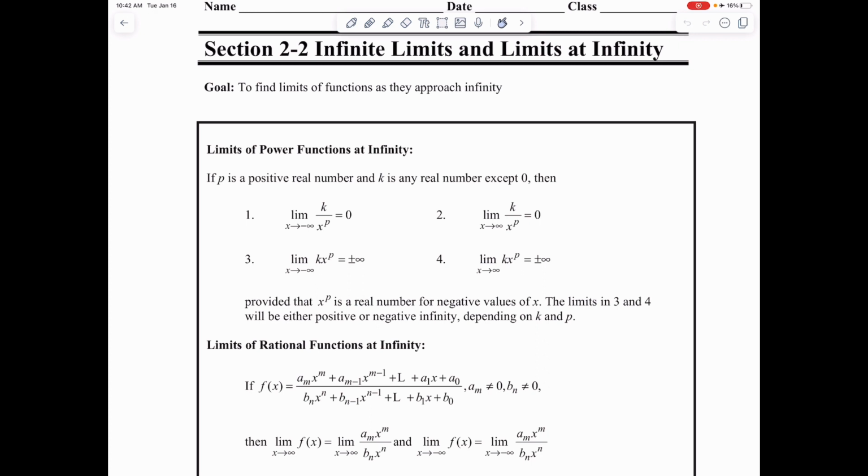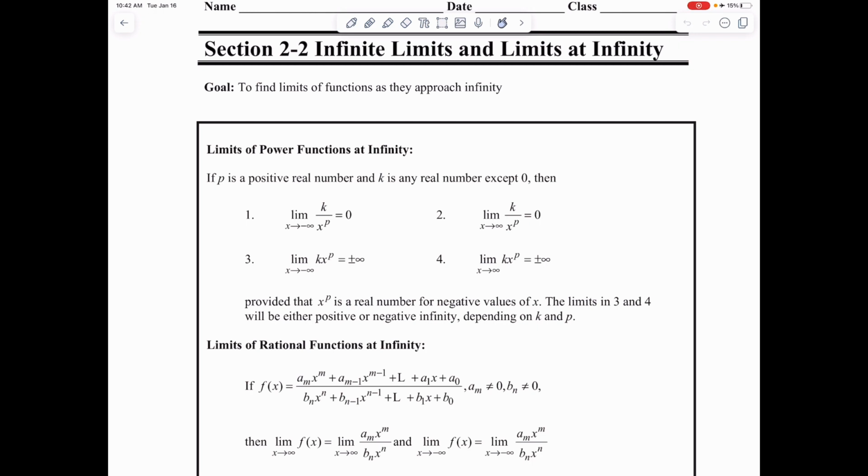So number one, we're looking at the limit of k over x to the p, and we're given that p is a positive real number, and k is any real number except 0. So we have a number over our variable raised to a power. And if we look at what's happening as x goes to negative infinity of something that looks like a number over x to a power, it's going to go to 0.